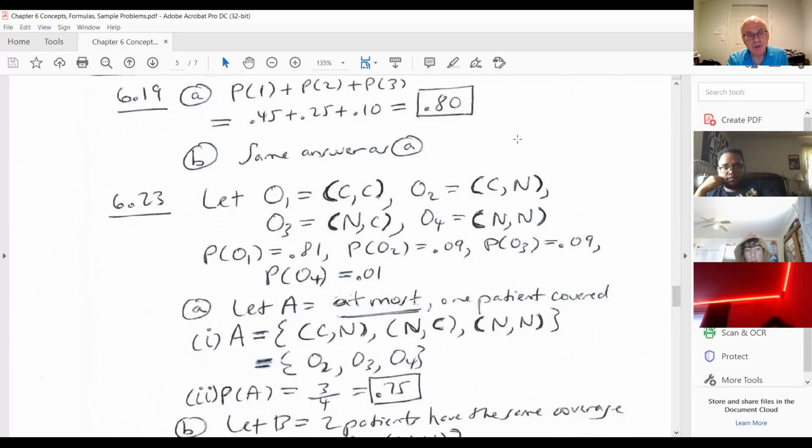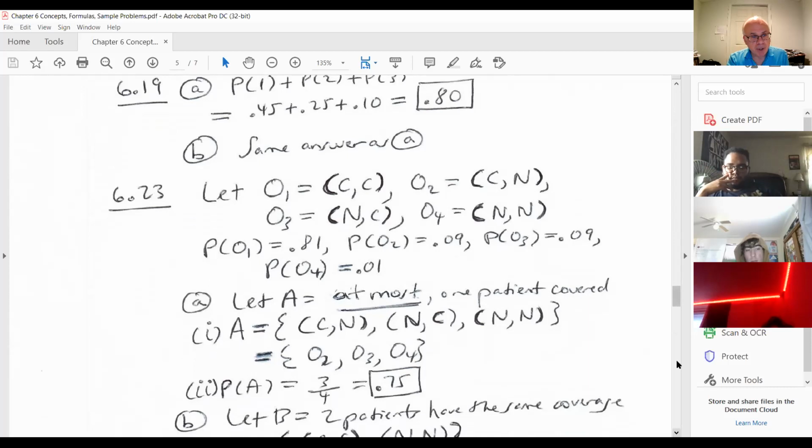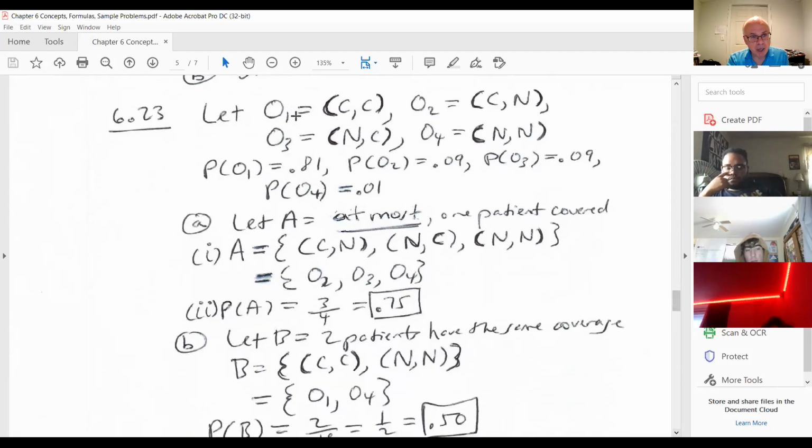And sometimes you hear the term no fewer than. If I said no fewer than 3, that would be 3 or more. All right. But again, many students seem not to know these things for some reason. I don't know.